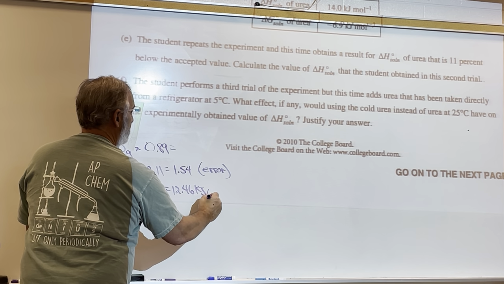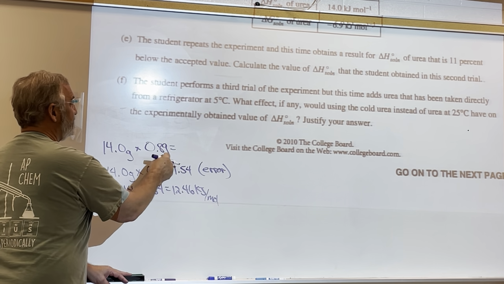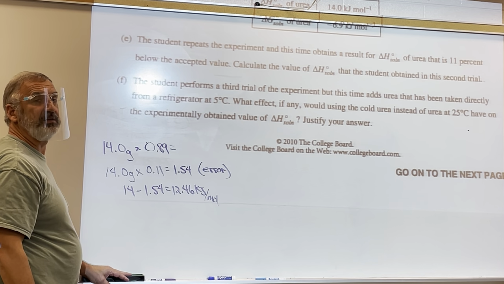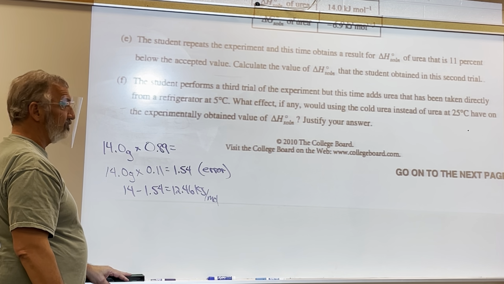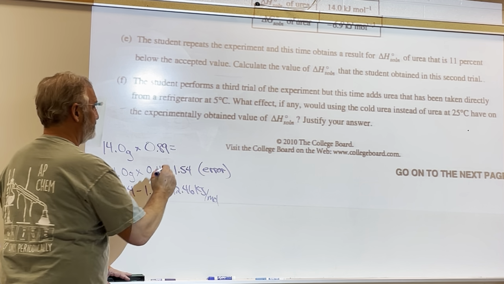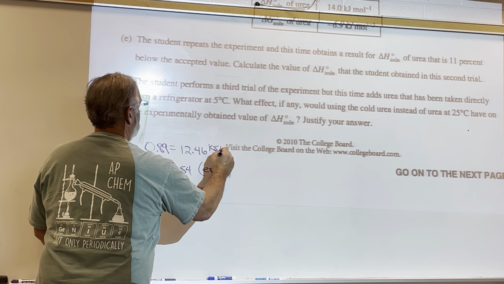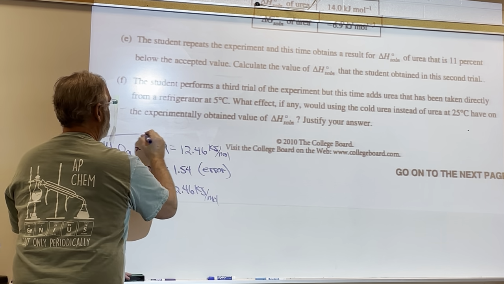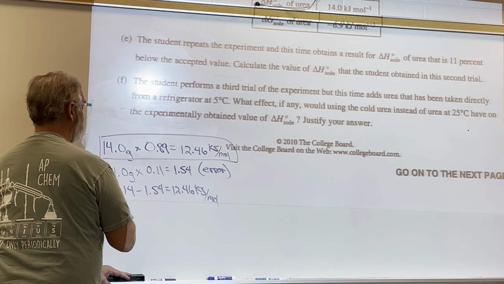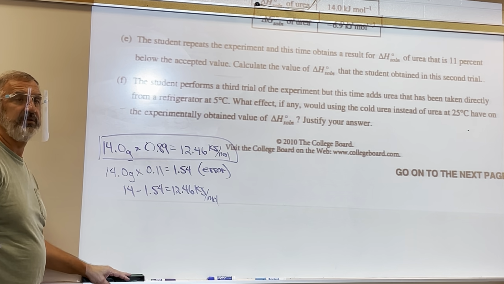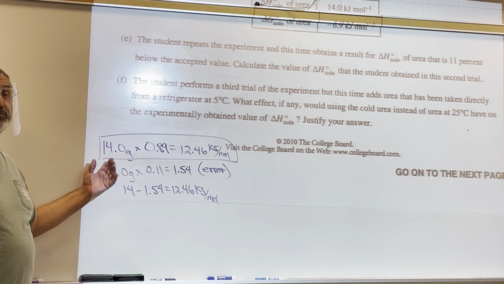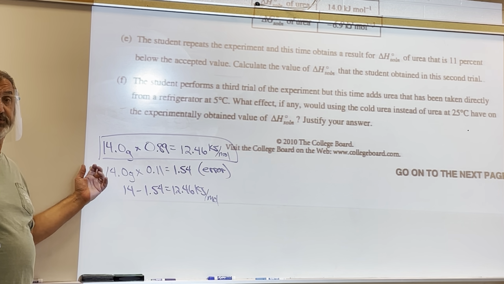kilojoules per mole. Now, what do we get 14 times 0.89? 12.46. Either way is the right way. Okay? This is just a math question, though. It's just a percent question.